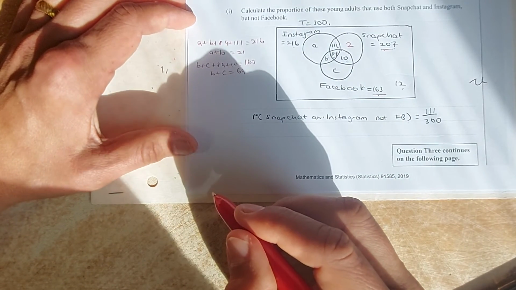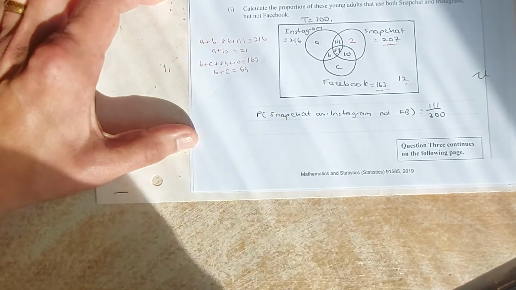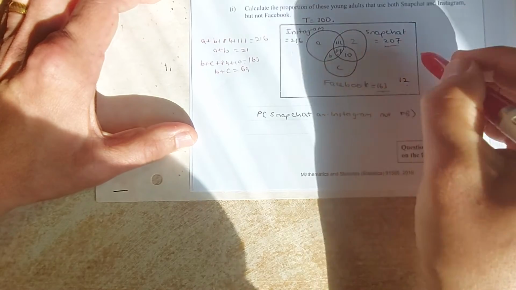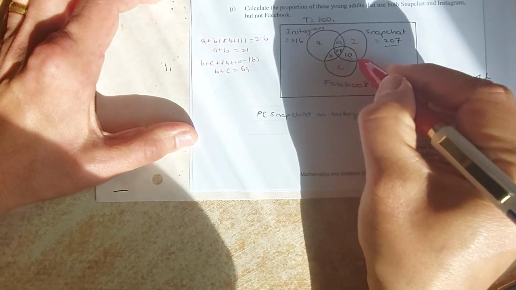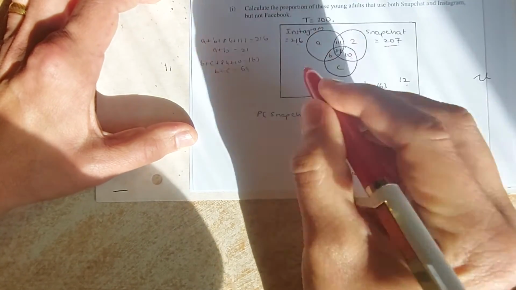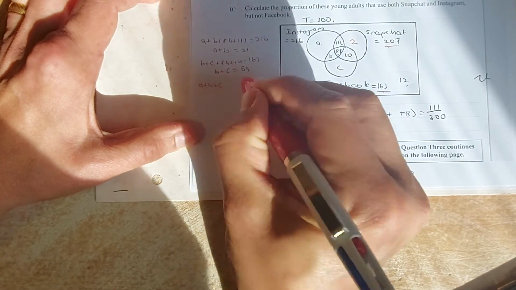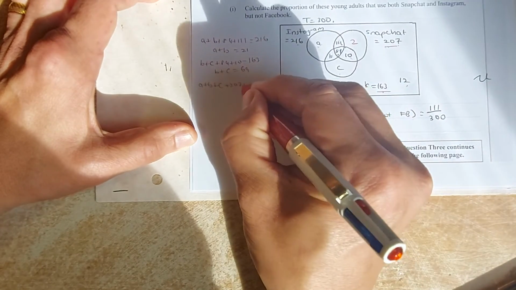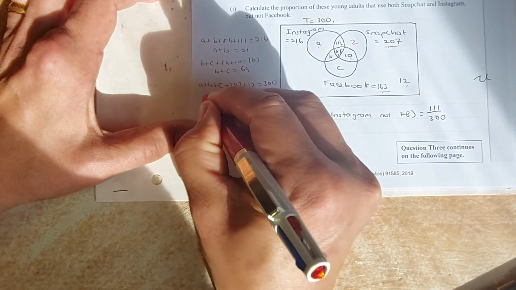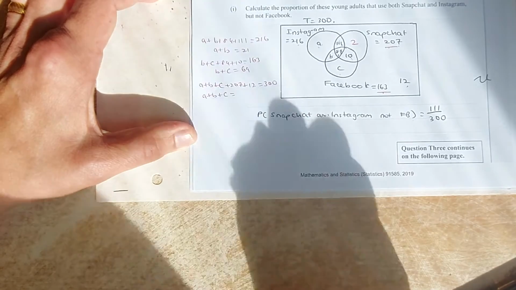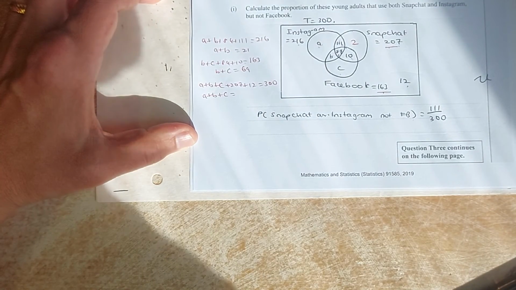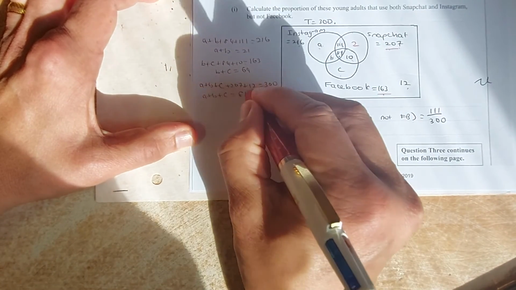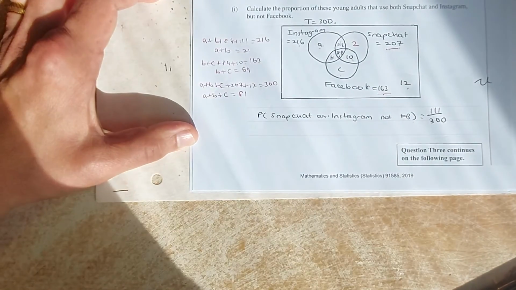And the last equation we're going to do is that everything here is going to add up to 300. So if this area here is 207, so A plus B plus C plus 207 plus the 12, they must add up to 300. So A plus B plus C is going to give us a total of 81. Because 300 minus 219 is going to be 81.